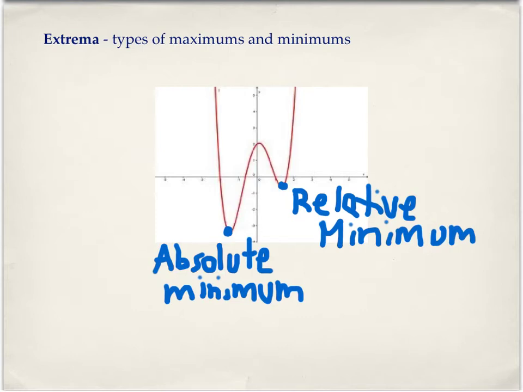Let's look at one more that we have on this graph, which is this one. You can probably guess what this is going to be. It's a high point, a maximum point, but it's obviously not the highest point on the graph. So we call this a relative maximum. A lot of times we'll just abbreviate maximums and minimums as maxes and mins. So those are the types of extrema that we have.